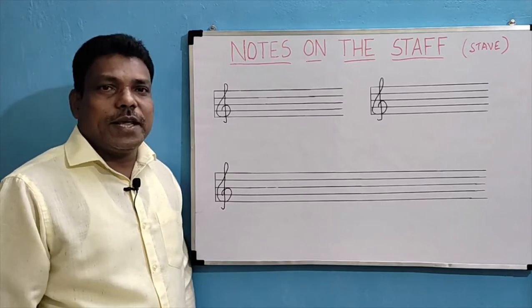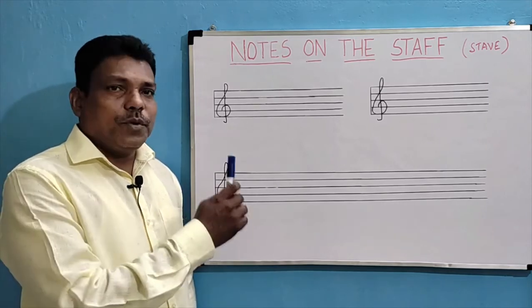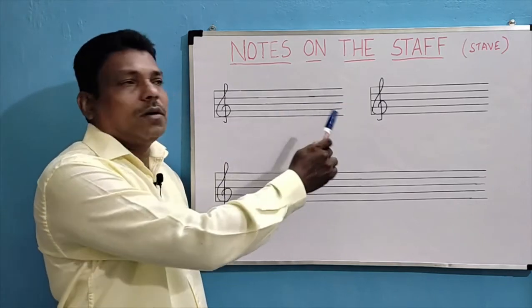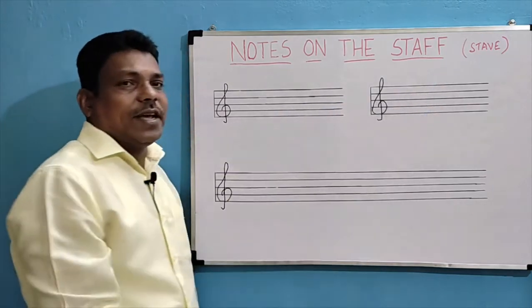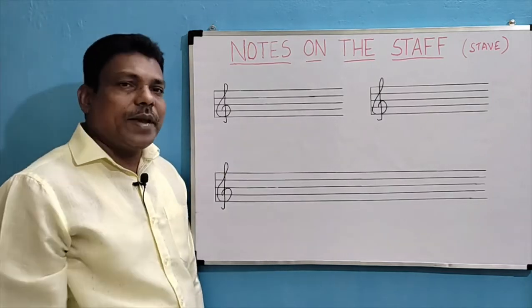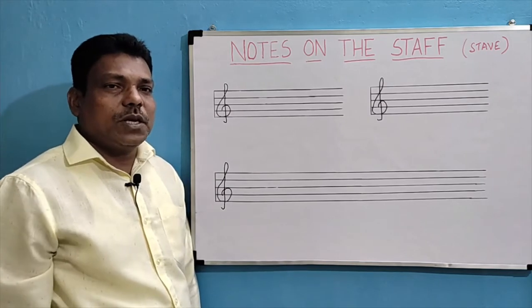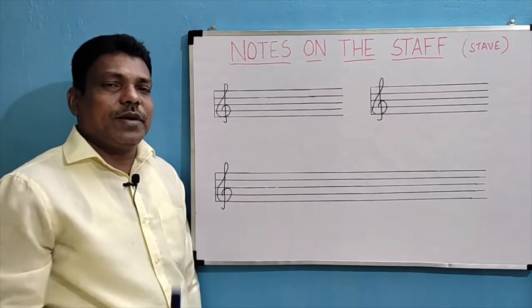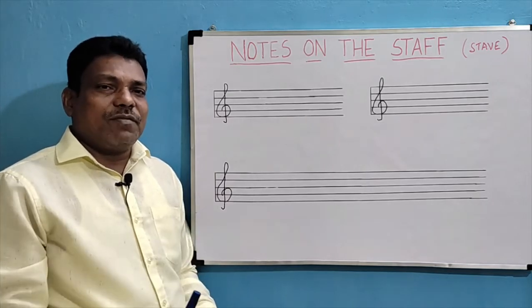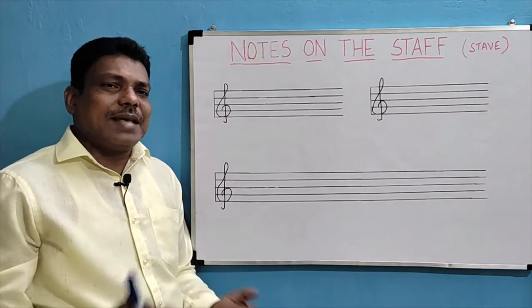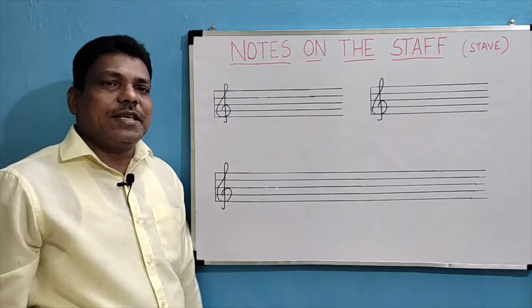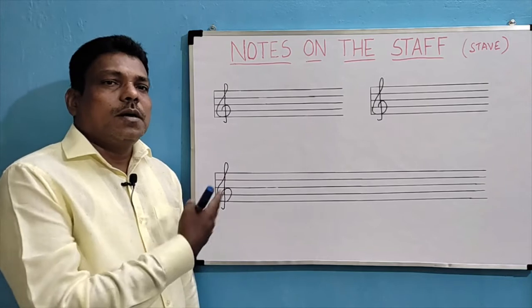Today we are going to see how to write the musical notes on the staff, also called the stave lines. You may ask why you have to write the musical notes on the stave lines. Already we discussed all the musical notes, and we write them as alphabets. Why can't we keep it just like that, writing it as alphabets? Why is it necessary to write them on the stave lines?